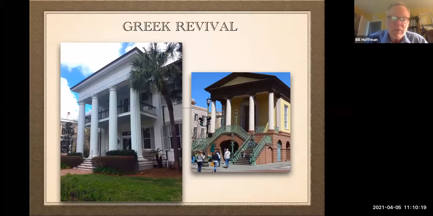Here are some more Greek Revival buildings, quite dramatic. The one on the right shows a more colorful interpretation. I understood that the actual Greek temples were quite colorful, although the way they were interpreted in America was usually white, as the building is on the left. You can see those fluted Doric columns, this portico that stands out from this Greek Revival building in New Orleans.